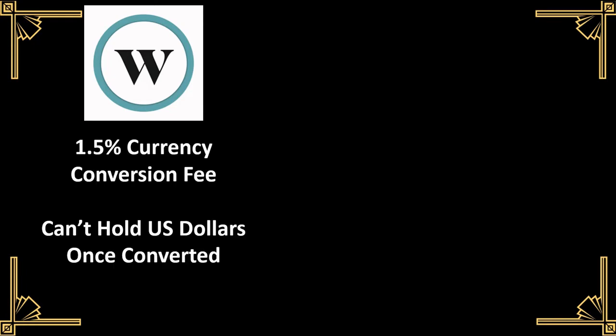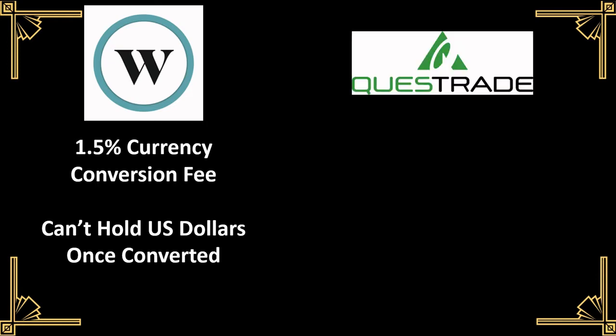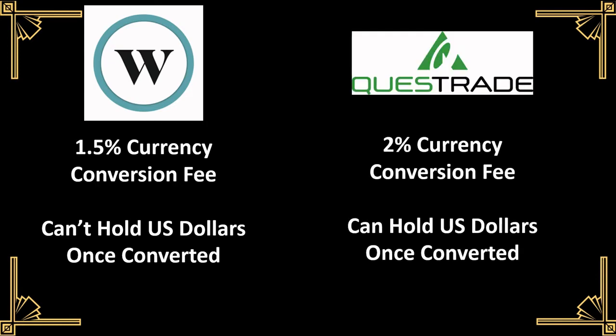Firstly, if you use Wealthsimple Trade and you want to buy a US stock, Wealthsimple Trade will charge you a 1.5% conversion fee. Wealthsimple Trade does not allow you to hold USD, so whenever you buy or sell a US stock, they will charge a 1.5% fee on that transaction. Questrade charges you a 2% conversion fee, but they do allow you to hold USD in your account. Banks' investment platforms' exchange fees vary from 1.5 to 3%.